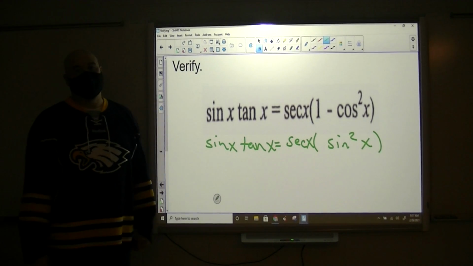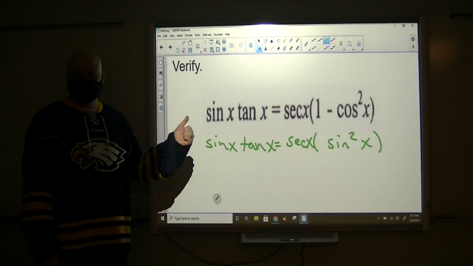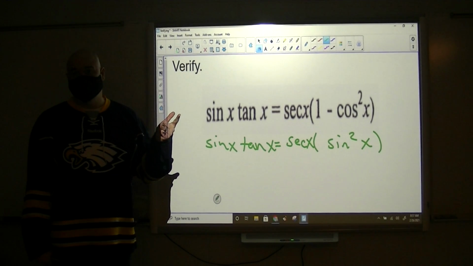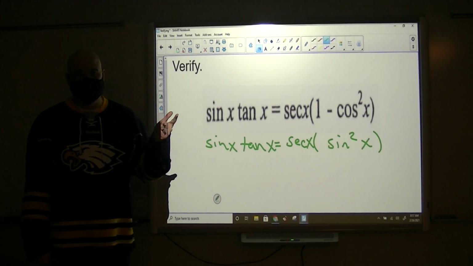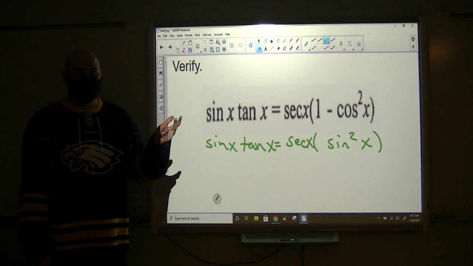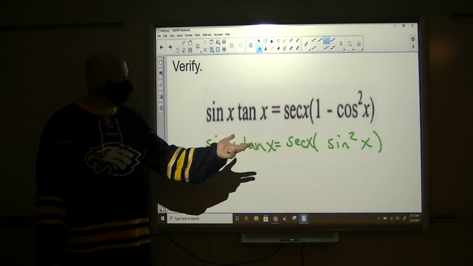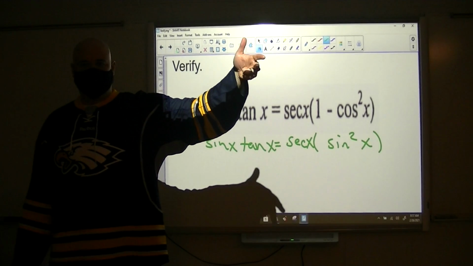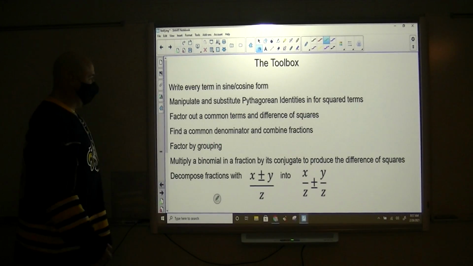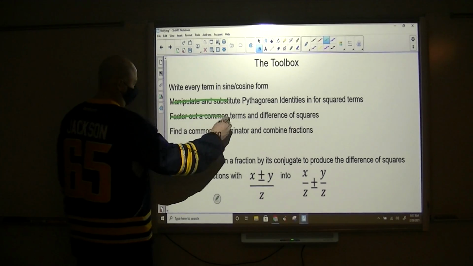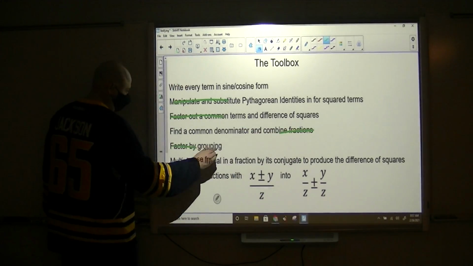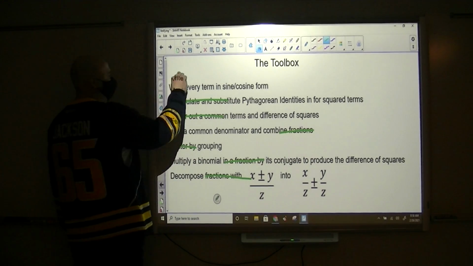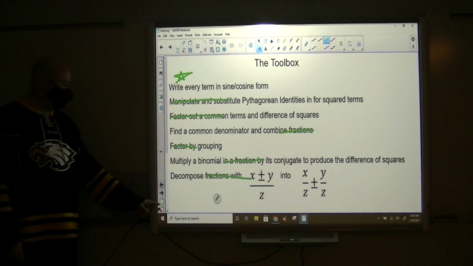So what do I do? I go back to the toolbox. Are there any fractions in this problem? No. Are there any plus or minus signs that we might be able to factor around? No. Do we have any squared terms? Yeah, but we just did that. We're not going to undo it, okay? So that gets rid of squared terms, factoring, fractions. I don't have any of those. So the only thing I can do is write everything in its sine or cosine form now.